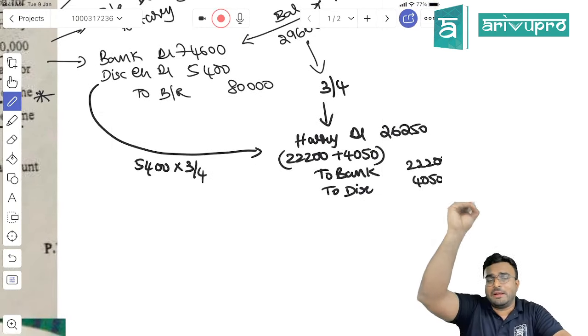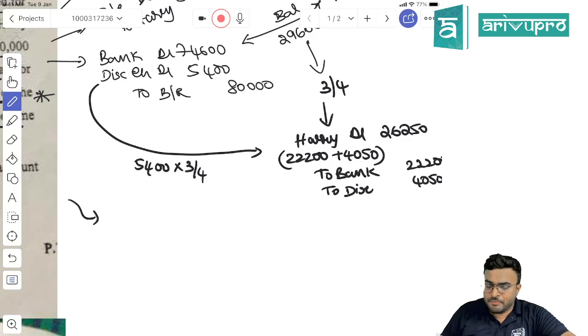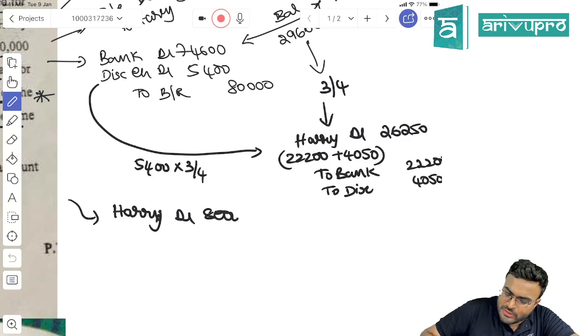Now, where is that bill? With the bank. What will the bank do? Bank will take that money from us. So the entry will be, Harry has to pay me 80,000. So Harry account debited 80,000 to bank account 80,000.